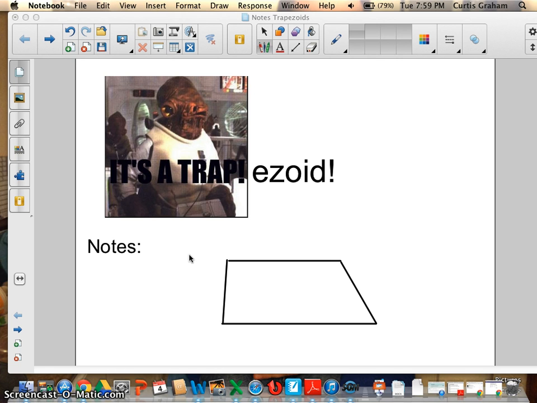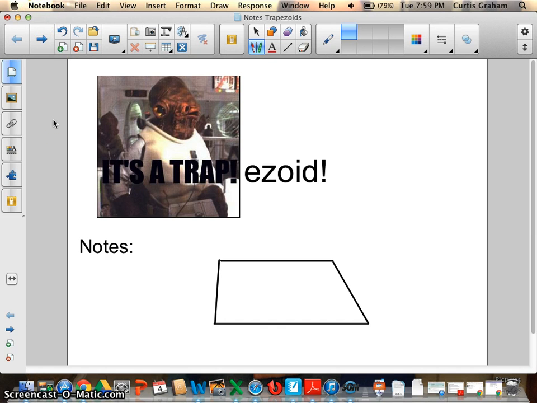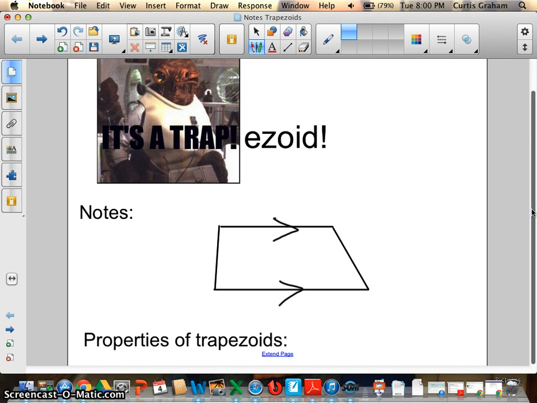As our wonderful Admiral Akmar has helped us talk about, we are going to be discussing trapezoids. A trapezoid is a quadrilateral that has one set of parallel lines. Unlike a parallelogram, which has two sets, this one only has one set. Right here you can see this is our set of parallel lines. One set of parallel lines in order for it to be a trapezoid.